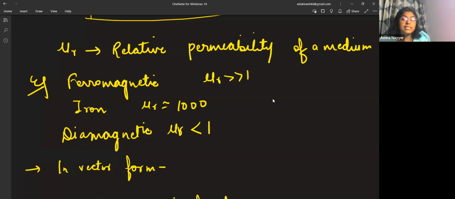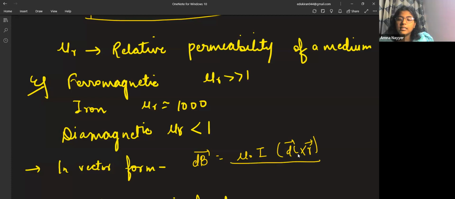And one more thing, class, if you need to write it in vector form, just remember dB, the magnetic field, is mu naught I by 4 pi r cube times the cross product of dl and r. If you open the cross product, you get dl r sine theta, and the r will cancel so we get everything back. This is how you write it in vector form.